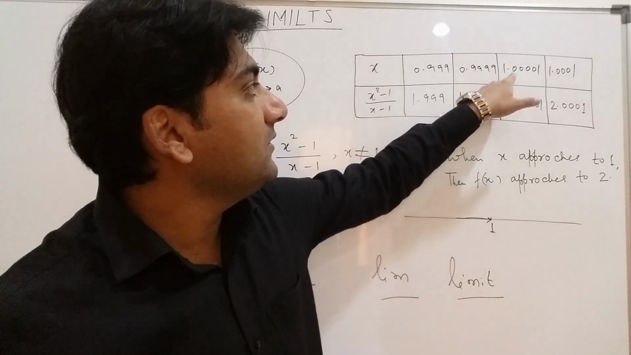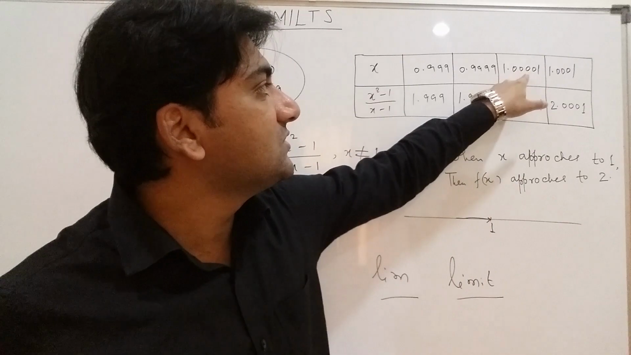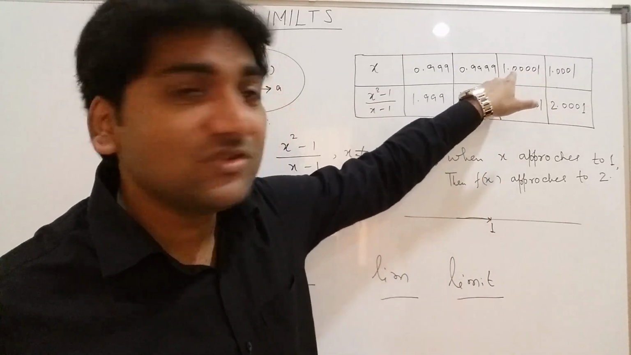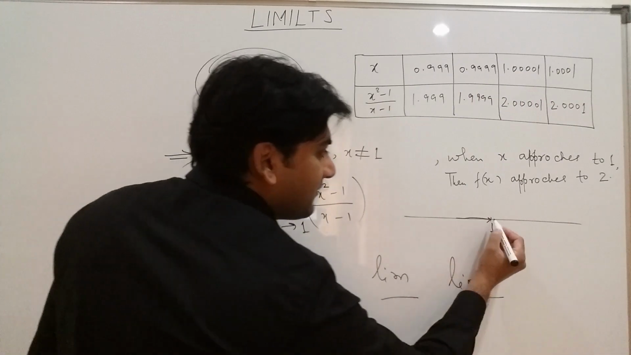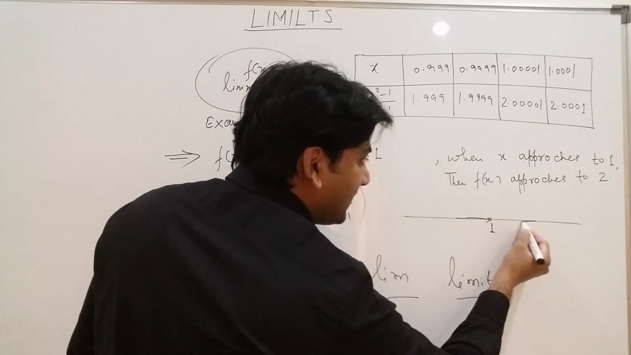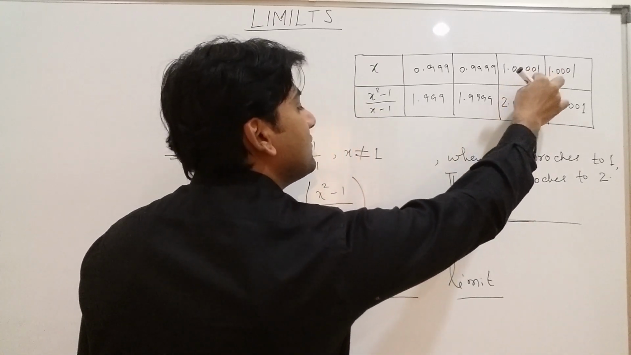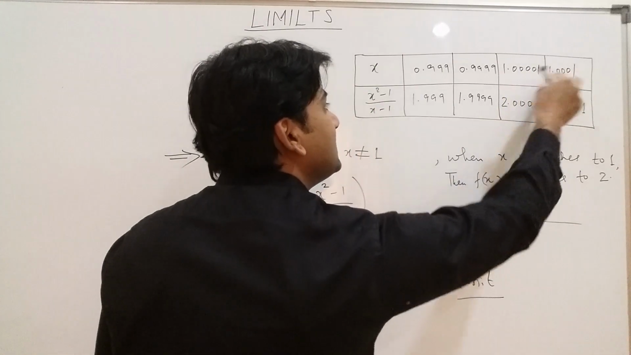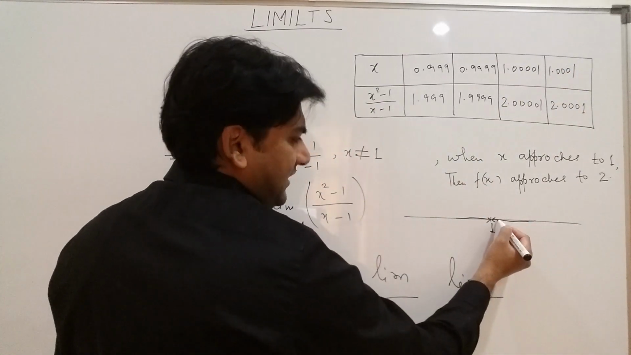Now, we cannot put 1, but we can put 1.00001, or 1.0001, which is just greater than 1. Just greater than 1 means this side. So now it is approaching from right to left. Then 1.00001 and again 1.001. This value is greater than 1, I mean on this side.